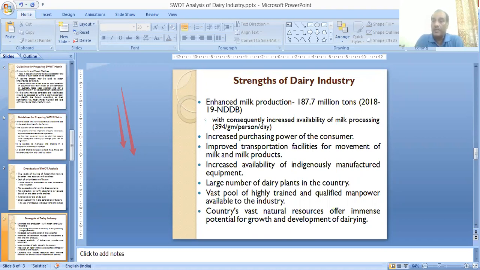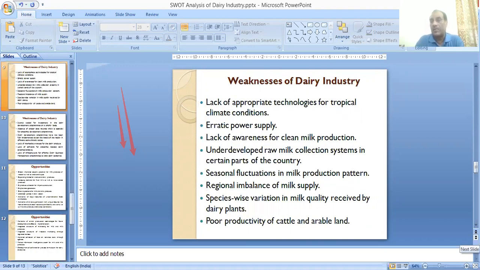Then the weaknesses are lack of appropriate technologies for tropical climatic conditions. Milk is a highly perishable commodity. Our country's climate is tropical. Milk becomes sour immediately if we don't go for processing. We can't keep milk in its natural, raw condition for a longer period. We need some types of processing or cooling. So this is the weakness.